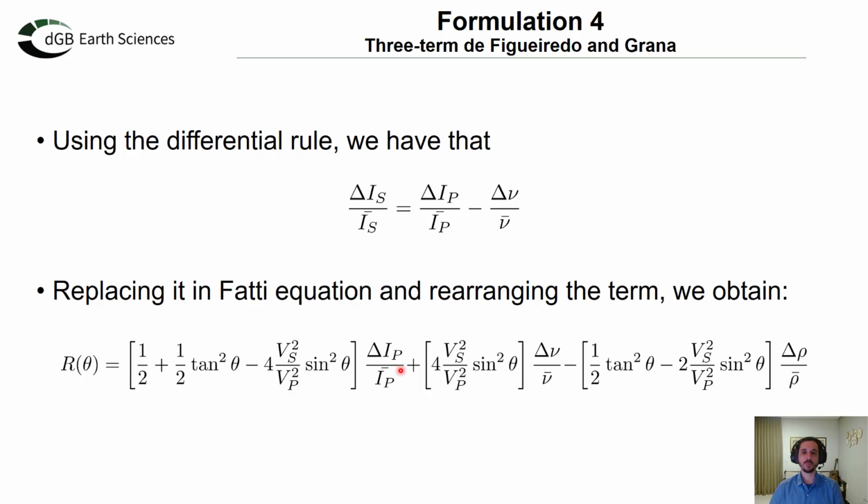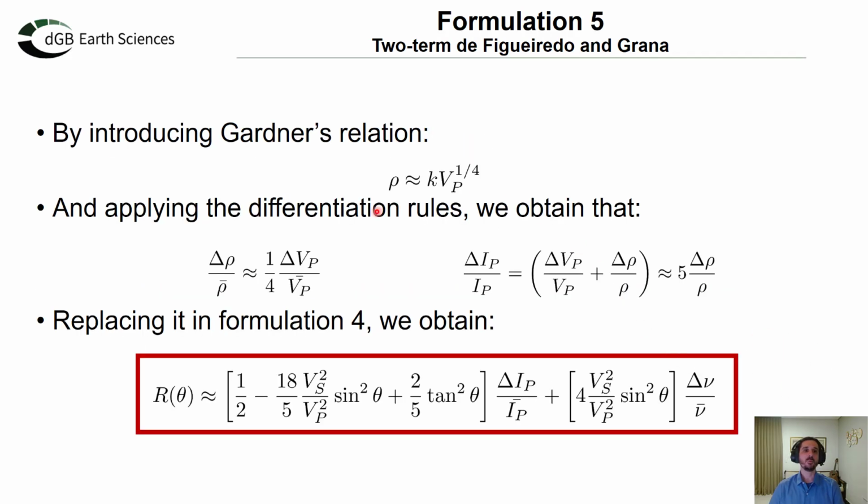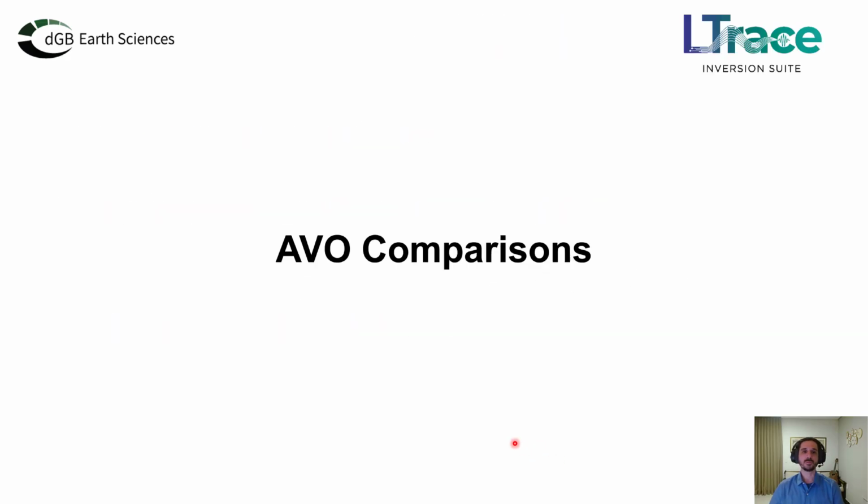this formulation here, which has this dependence on density, and to exclude this dependence on density, we use Gardner relations here. Also, again, some differential rules, and then we obtain our fourth formulation here, which is the best formulation according to our tests, and this formulation is the one that we selected to implement in the plugin.